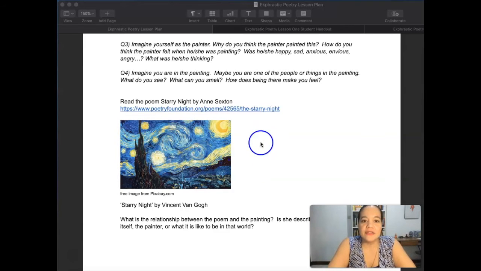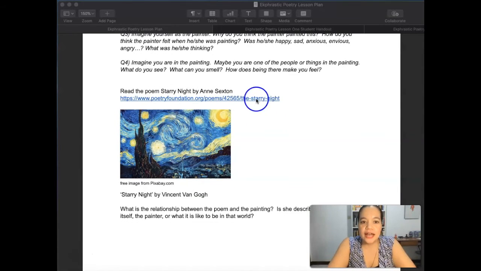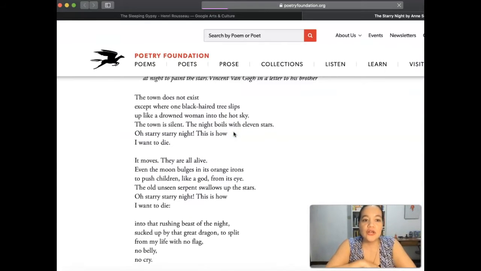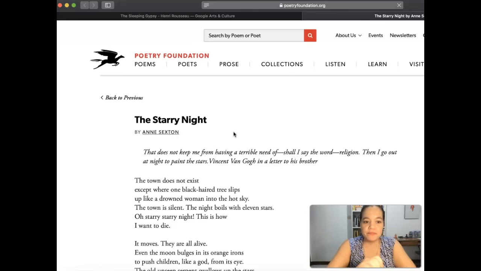And the link to the poem is here in the handout as well. So you will take a look at the poem, which we will do now. And after having a discussion about the painting, you can look at the keywords in the poem.